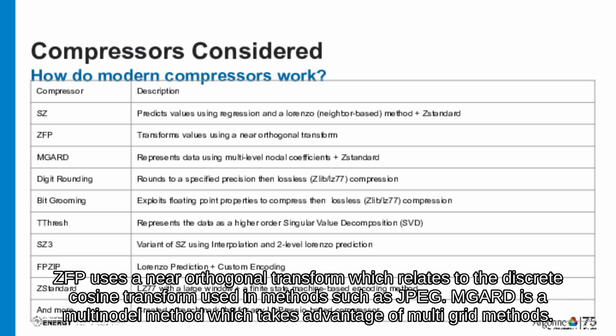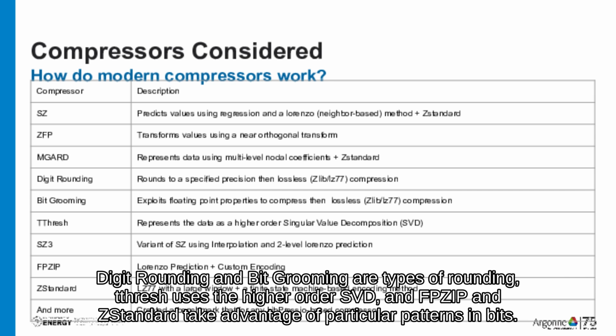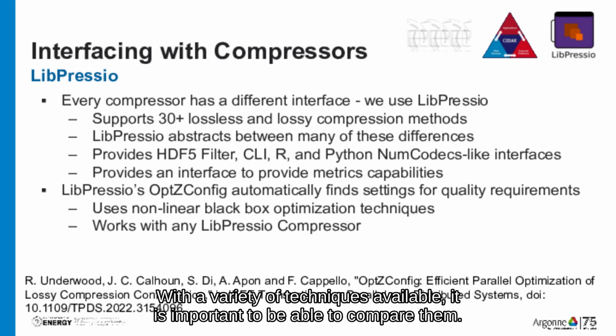MGARD is a multi-grid compressor that takes advantage of techniques from hierarchical compression. Digit rounding and bit grooming are forms of rounding. TTHRESH, however, uses the higher-order SVD. FPZIP and Zstandard take advantage of particular patterns in bits. With a variety of techniques available, it's important to be able to compare them.